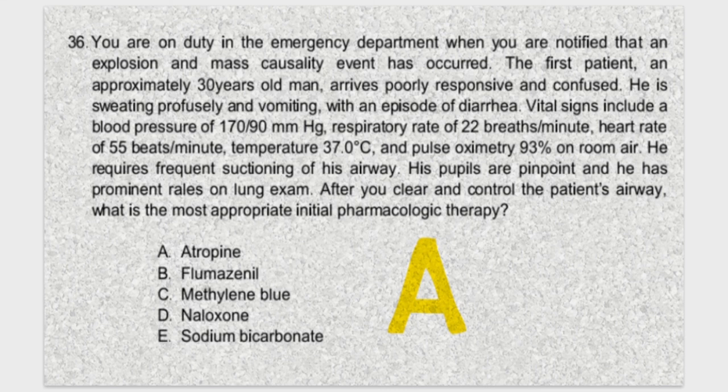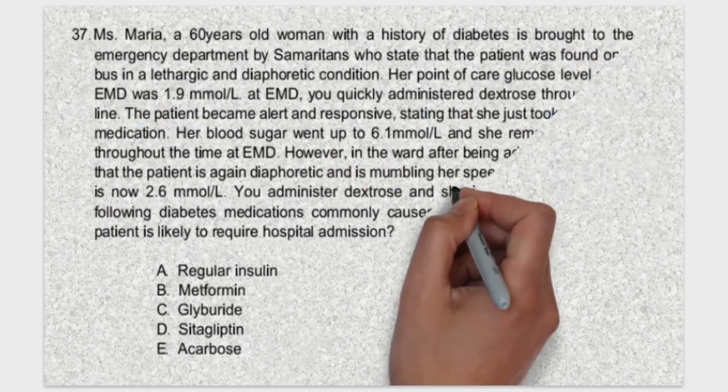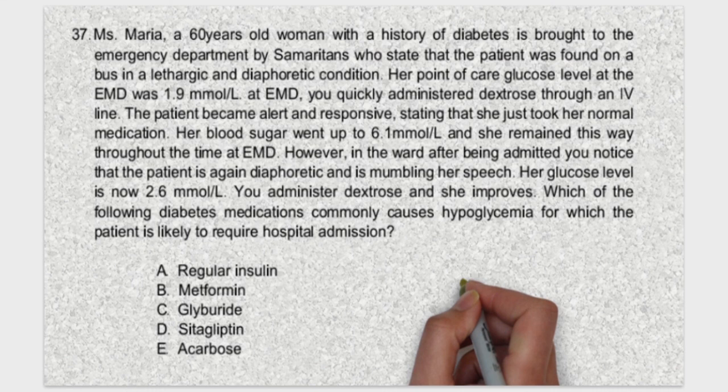After you clear and control the patient's airway, what is the appropriate initial pharmacological therapy? The answer is A. You need to give him atropine. As you can see, the heart rate is dropping, so atropine would help to raise the heart rate compared to this other medication.